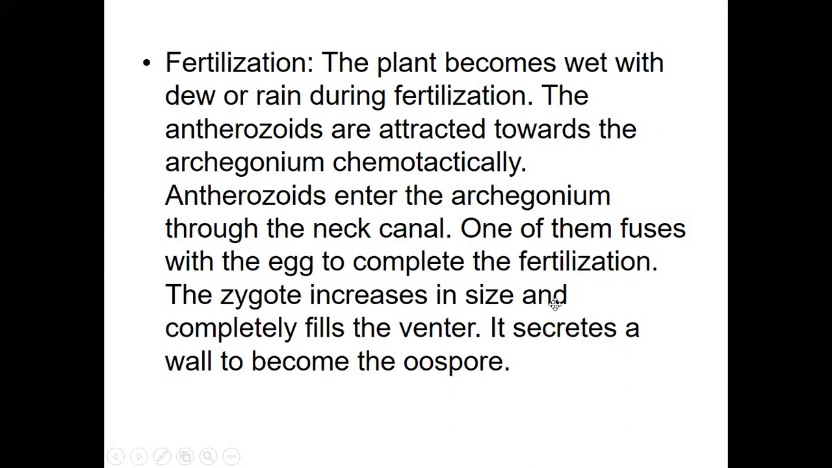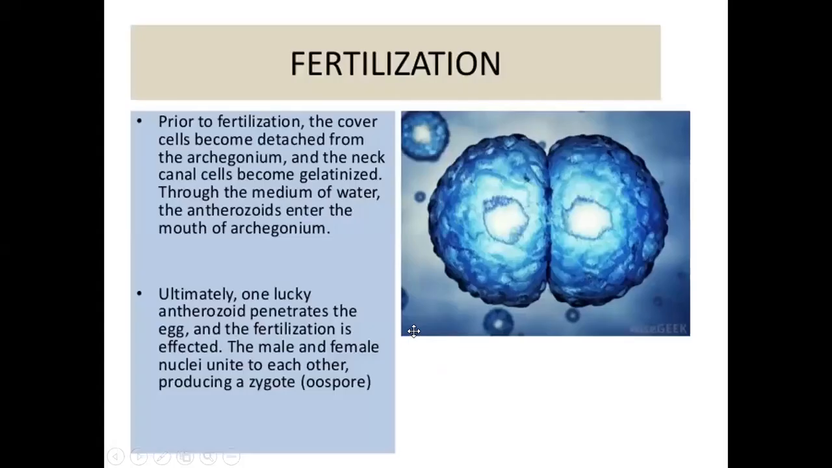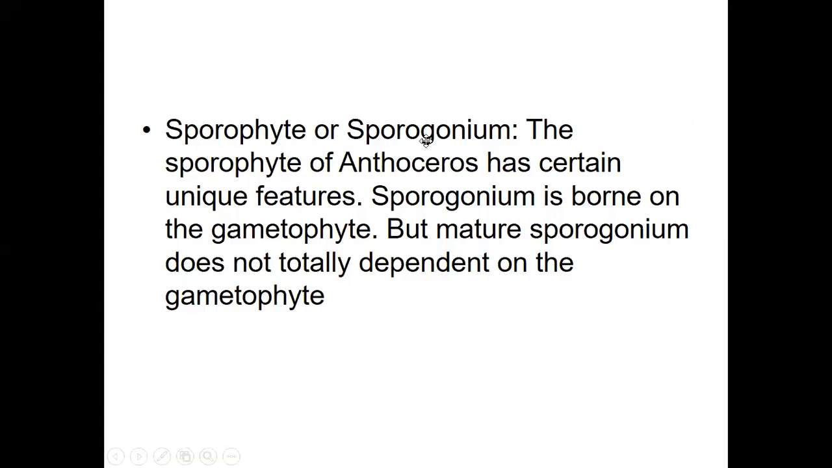Now the zygote increases in size and completely fills the venter. Later it develops a wall around itself and helps in the formation of the next generation, which is called the sporophyte of the next generation. So till the fusion or fertilization, the gametophytic generation is completed. Now, after the development of the zygote, remember, the zygote is the starting cell of the sporophytic generation.